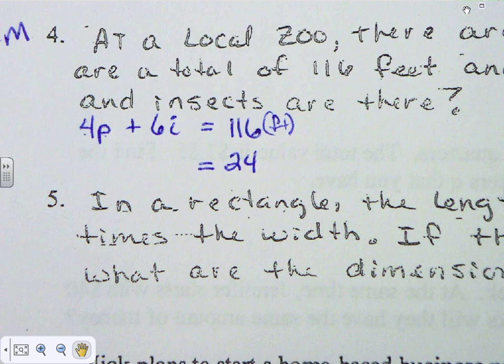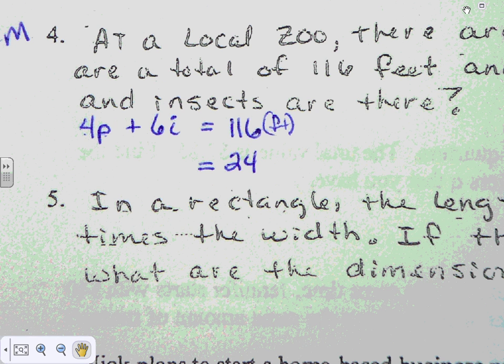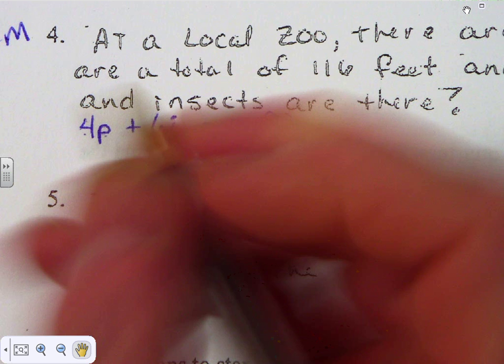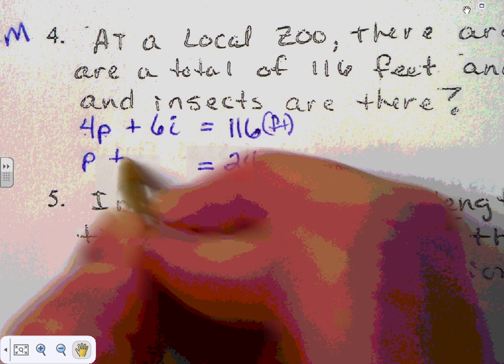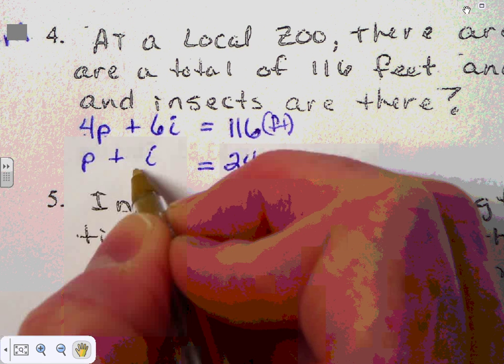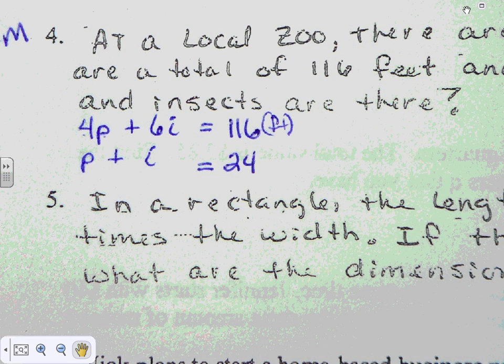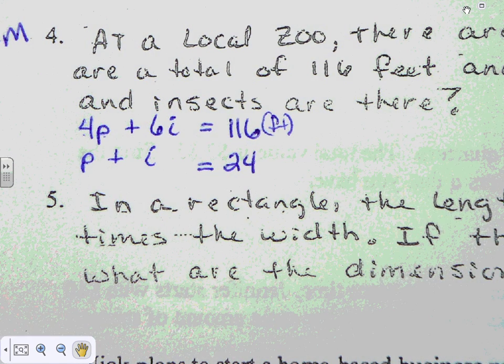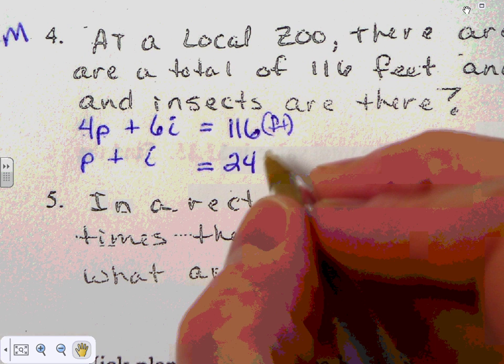All right? What about heads? How many heads does a pig have? 1. We hope. And insects? 1. So I can put a 1 in front of the I and the P, but it's not necessary if I don't want to. Okay? So at this point, this is set up nicely, because this is talking about their heads.